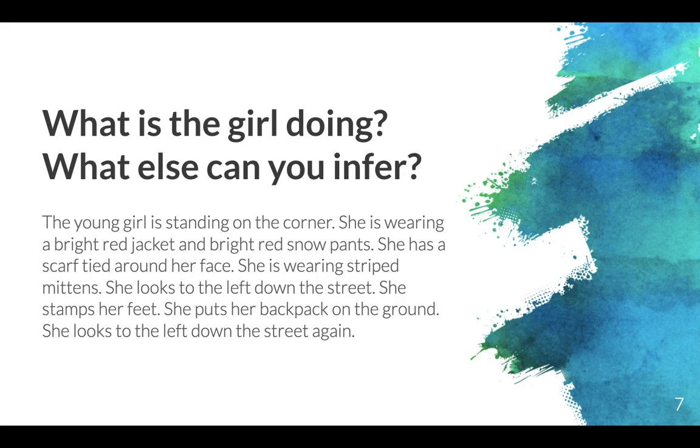short passage. So it says a young girl is standing on the corner. She is wearing a bright red jacket and bright red snow pants. She has a scarf tied around her face. She is wearing striped mittens. She looks to the left down the street. She stamps her feet. She puts her backpack on the ground. She looks to the left down the street again. Okay, so what conclusions can you draw from this based upon what you know, what the author gives you?